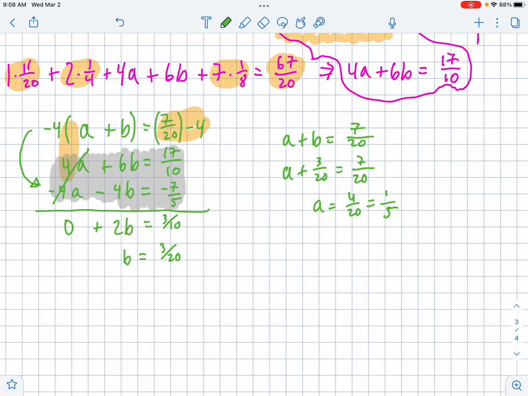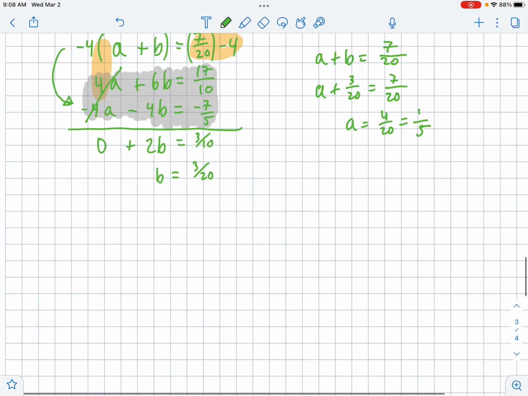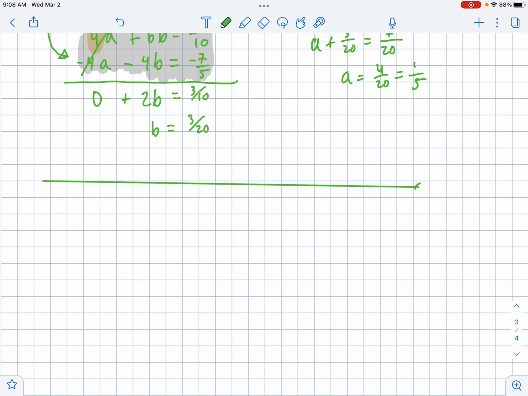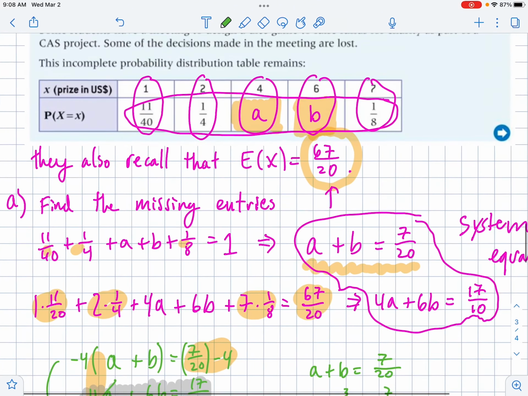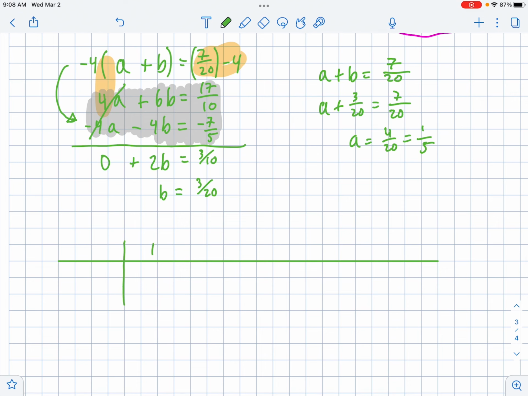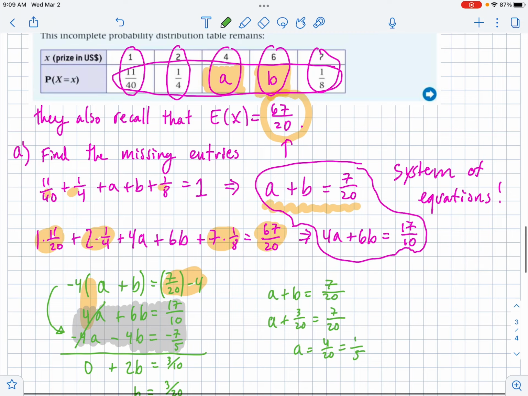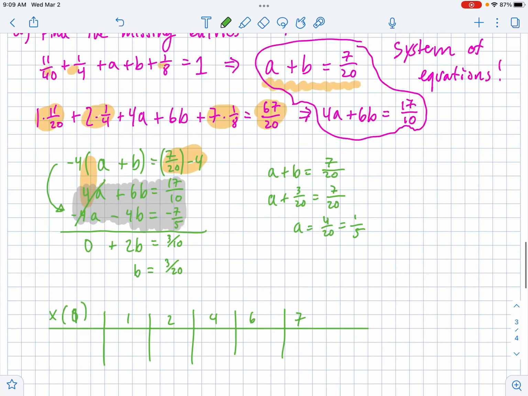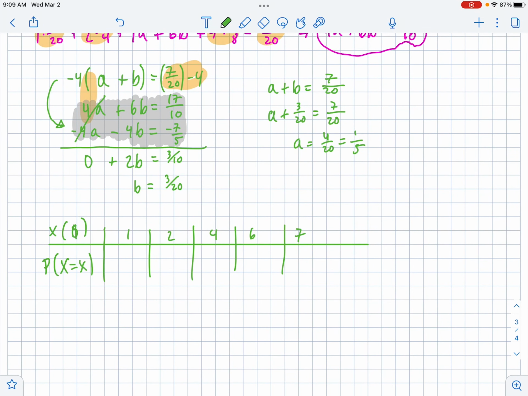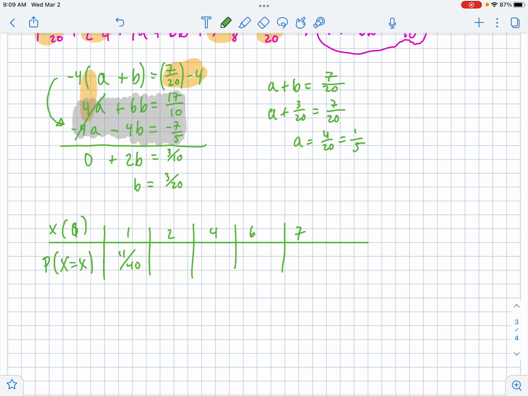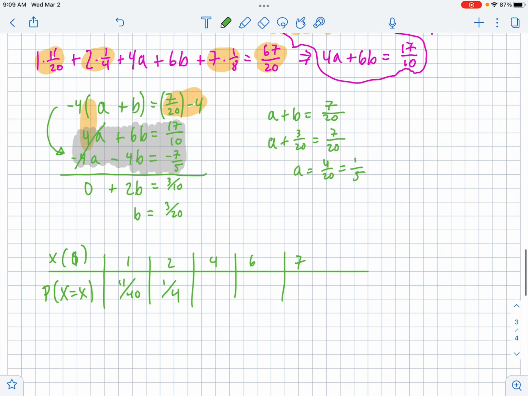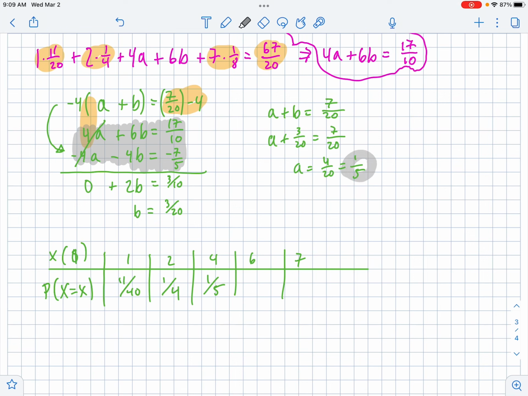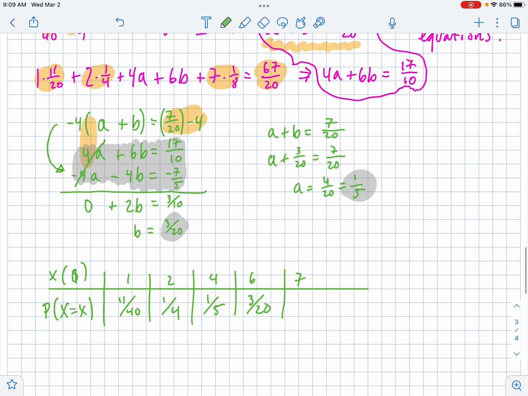That means that if we were to redraw the distribution, which I think the original distribution was all, or no, they're just like that. Okay. Come on, Jolly. So now that we found those values, 1, 2, 4, 6, 7. And then it was prize money. And then the probability of each of them. And then it was 11/40, 1/4. And then we found that A was 1/5 right here. And B was 3/20. And then the last one they gave us, which is 1/8.